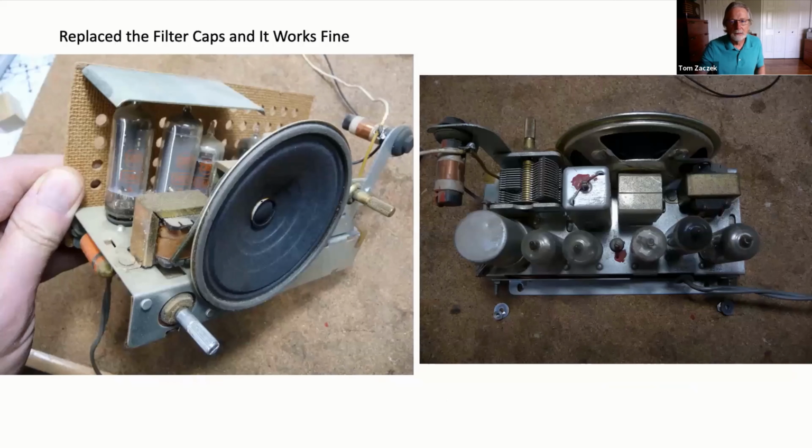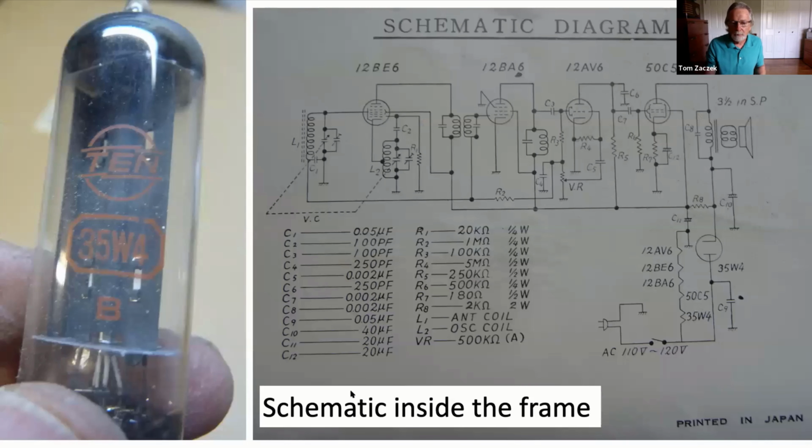It's a pretty tiny little thing. All I did was replace the power filter caps, and it worked fine. It's the classic All-American 5 design. They have a very neatly drawn schematic inside of it, and you can see the Japanese brand tube there. I've never seen that brand before. So that's that radio. Any questions on that radio?